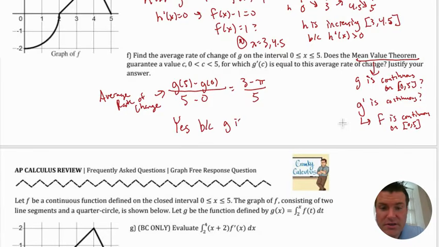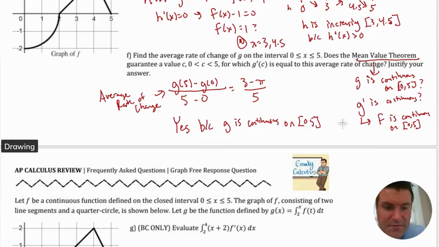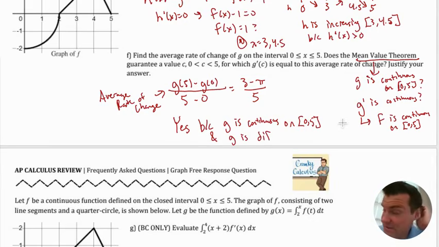Because g is continuous on 0 to 5. Ooh, that's terrible handwriting. I'm sorry, I gotta put up with this. Put it right here from 0 to 5. And g is differentiable. It's the same thing as saying g prime is continuous. G is differentiable in 0 to 5. All right.